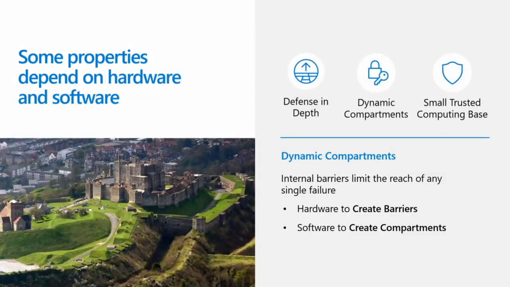Some properties depend upon hardware and software. So an example here is a dynamic compartment. Dynamic compartment you can think of as your MMU that provides address space translation and process-based isolation in an operating system. So dynamic compartments mean these compartments can change on the fly. You can update them and change them later, and it provides protection from one process, as an example, not being able to take down another one.